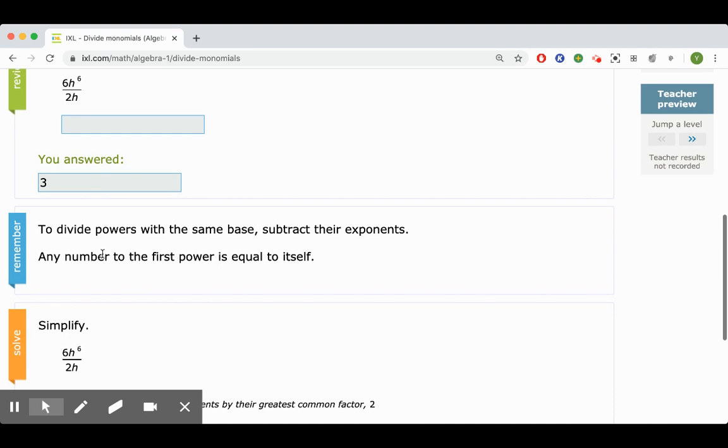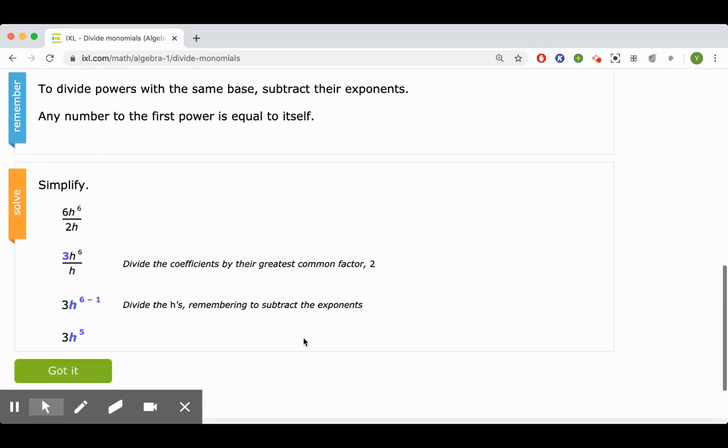That's what I answered. Remember, to divide powers with the same base, subtract their exponents. They have the same base, you subtract their exponents. Any number to the first power is equal to itself. That makes sense. So they're going to walk us through it.